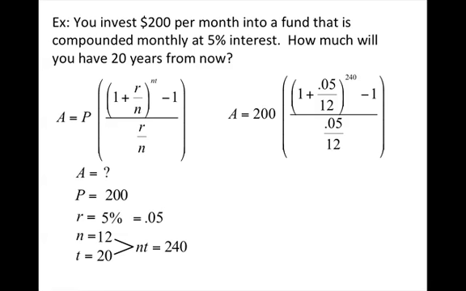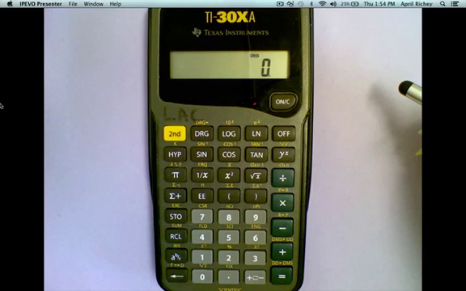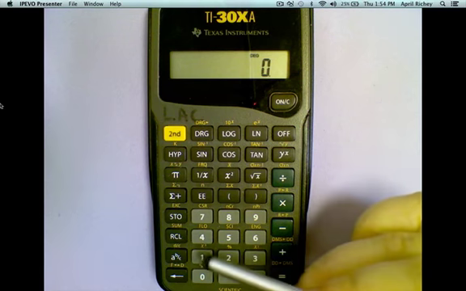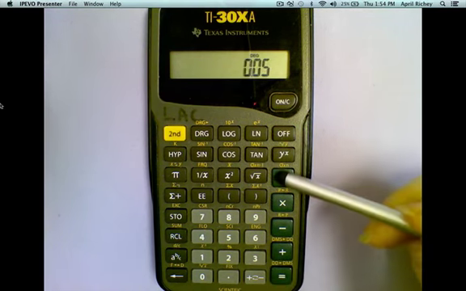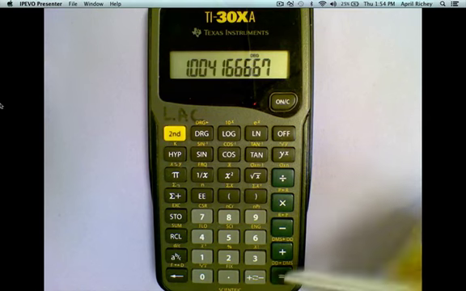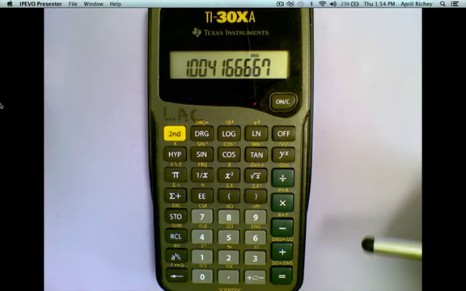So let's do this on the calculator. So begin with 1 plus 0.05 divided by 12. So I have 1 plus 0.05 divided by 12 and press equals. This gives me 1.0041, and that decimal continues on.